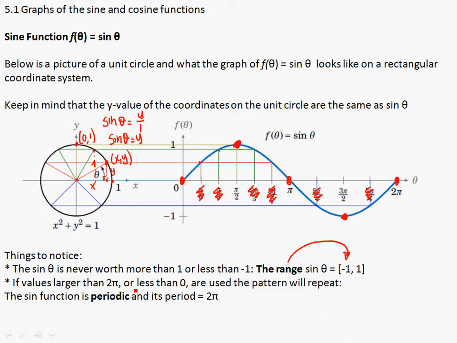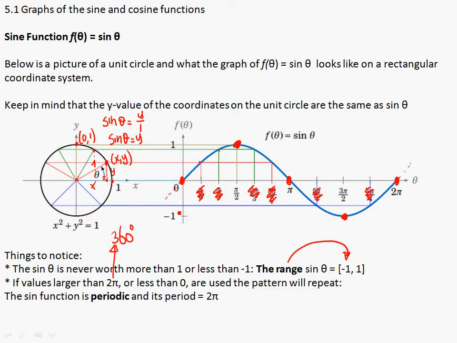I also asked in the bell work about, well, what if the values are larger than 2 pi? Keep in mind that 2 pi is worth how much in degrees? 2 pi is 360, right? So this was another bell work question. I asked you, well, what happens at 390? Well, the pattern's just going to continue. So the pattern continues here, and the pattern continues over on this side.